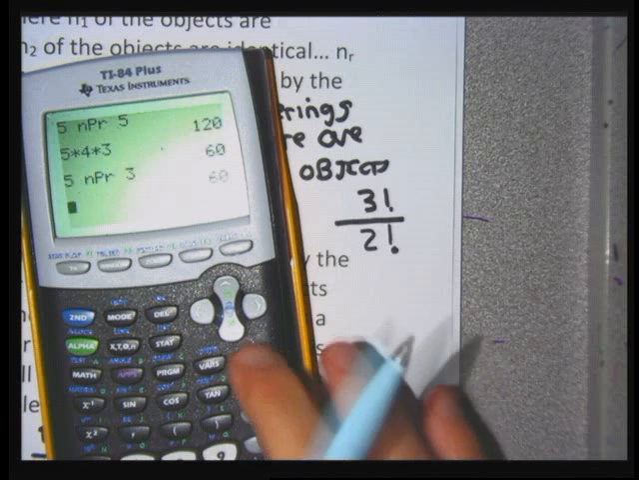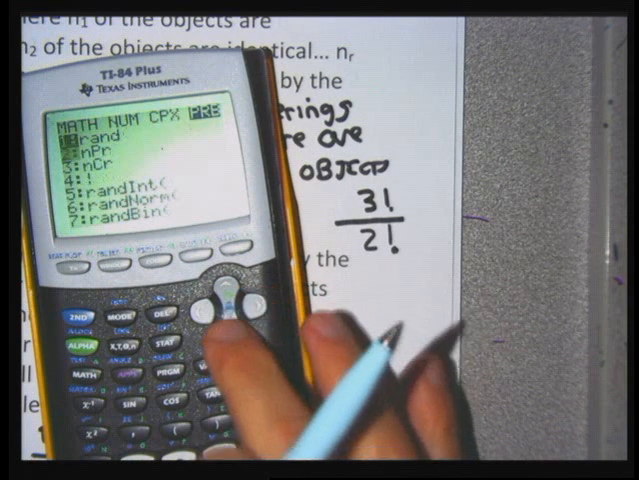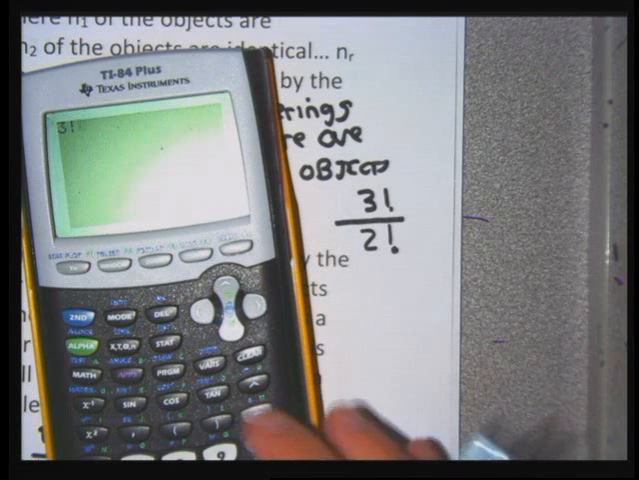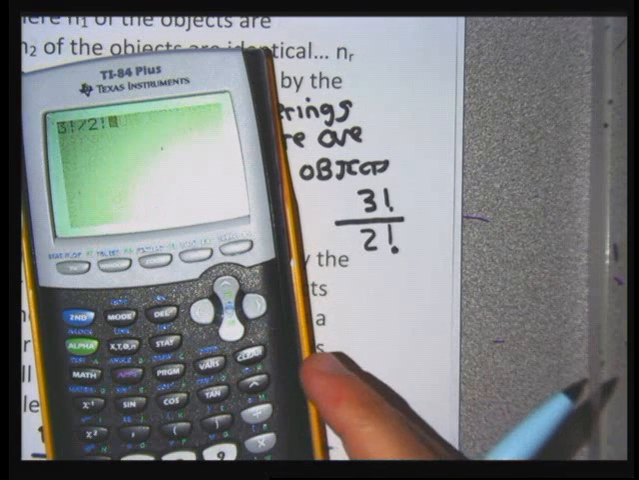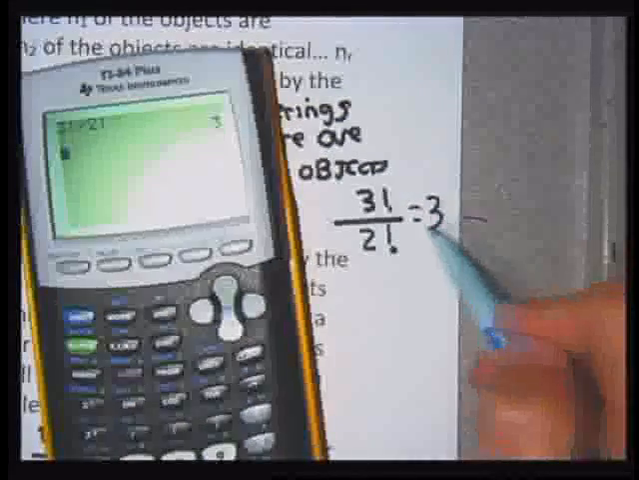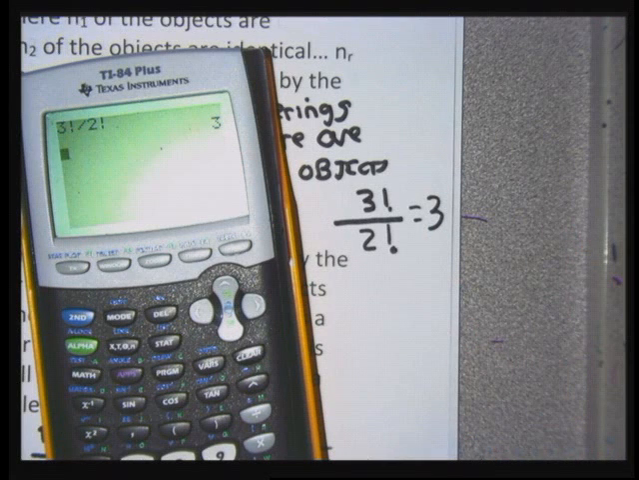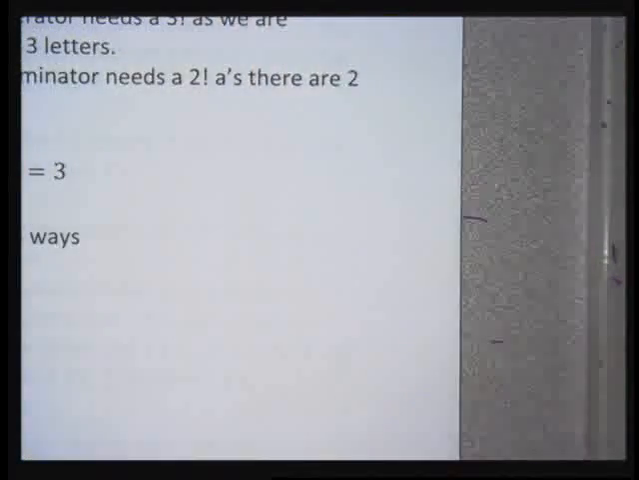So turn my calculator on, clear it out, do 3, math, PRB, down to factorial, and then divided by 2, math, over to PRB, down to factorial, and I'll get the 3 that I came up with. So there's only 3 distinguishable orderings of the letters A, A, and B. So the next few problems are just learning how to use this formula for the times the counting principle doesn't work.